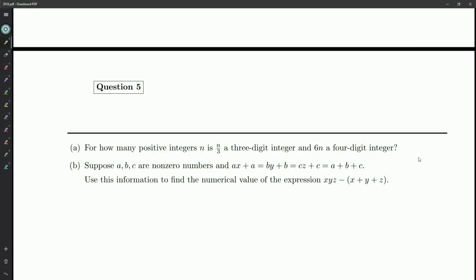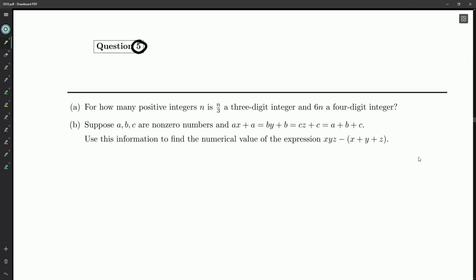We're looking in this video at question number 5 on our 2018 MMC, or Manitoba Math Competition. We've got two parts here, A and B. A: for how many positive integers n is n over 3 a 3-digit integer and 6n a 4-digit integer?